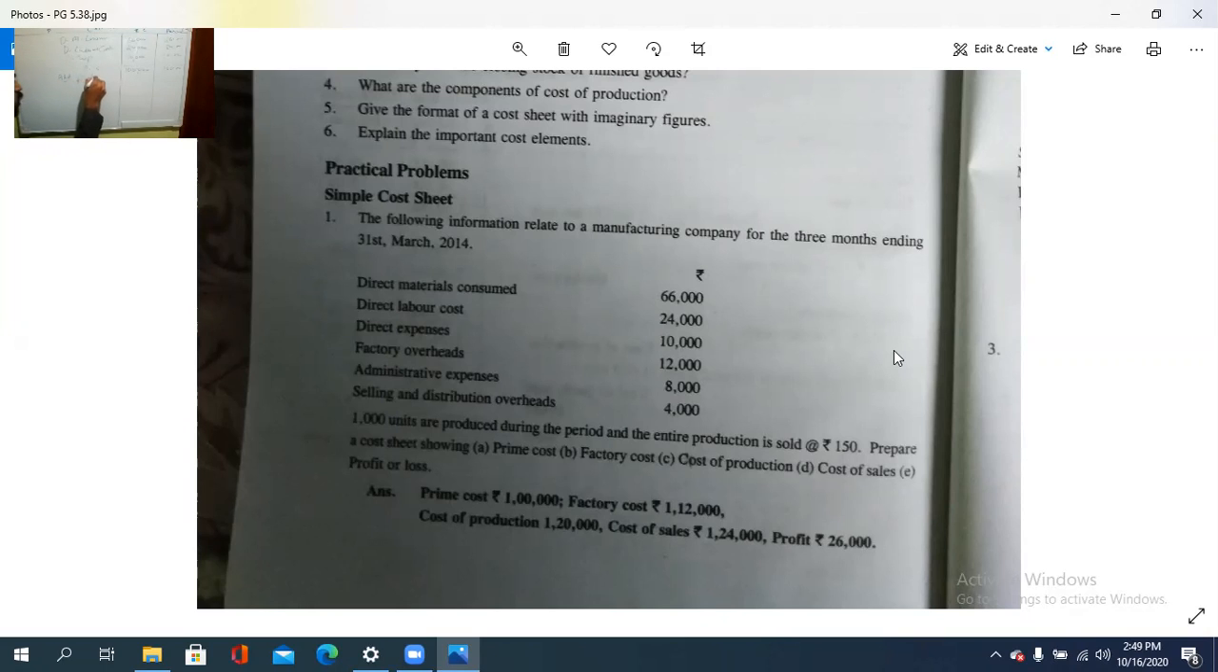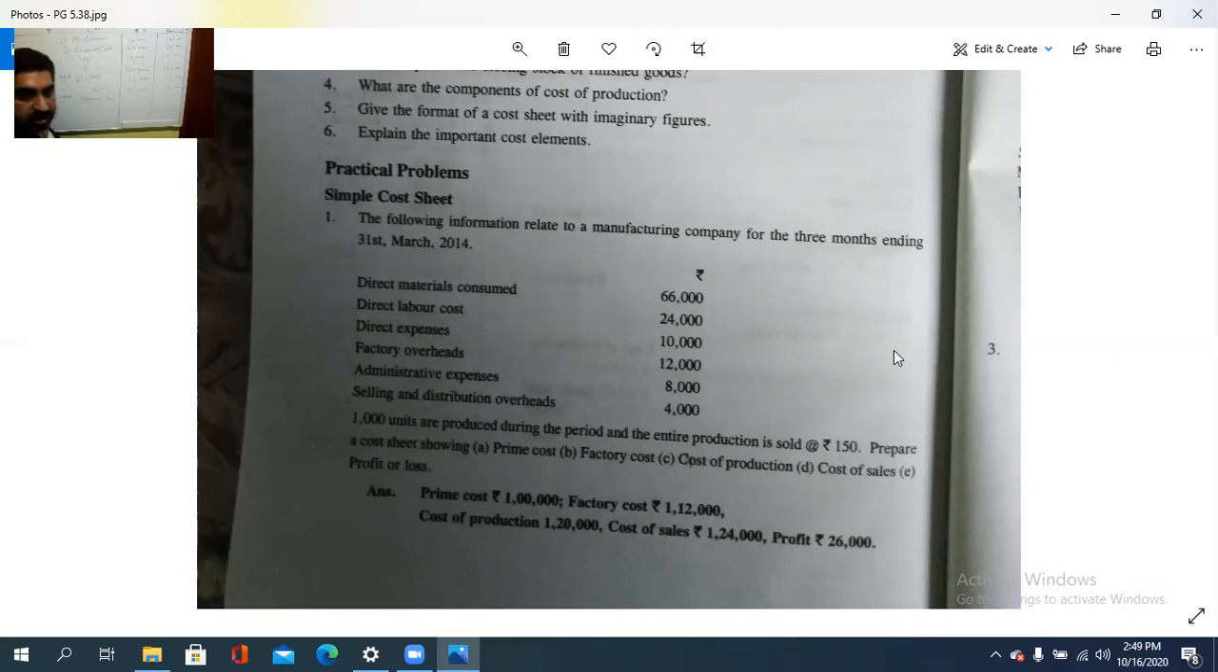And what? Factory overheads. How much are factory overheads? 12,000. That is to be added here. So 12, so 112, that is 112,000. That is the work cost or factory cost. See, 112,000. Then administrative expenses we need to add to this.